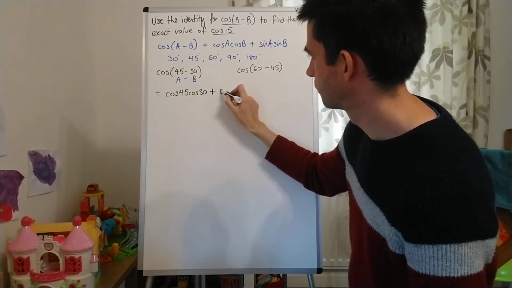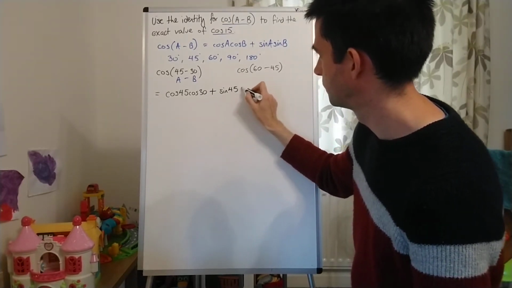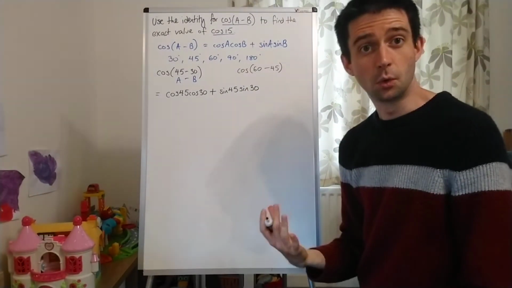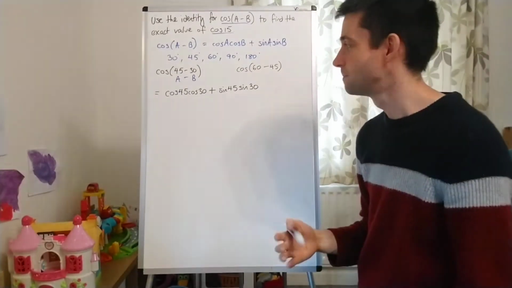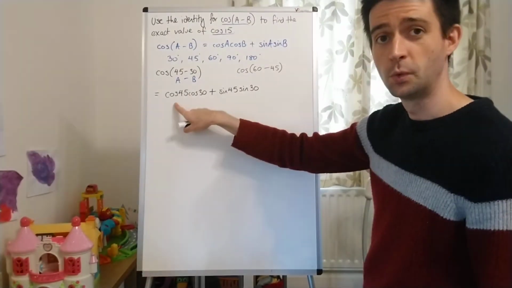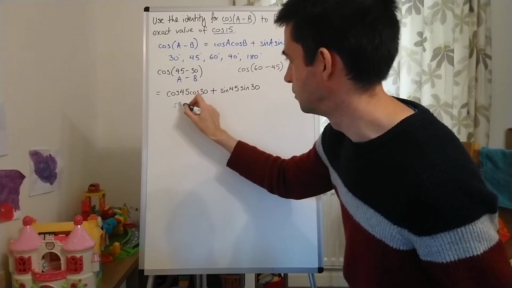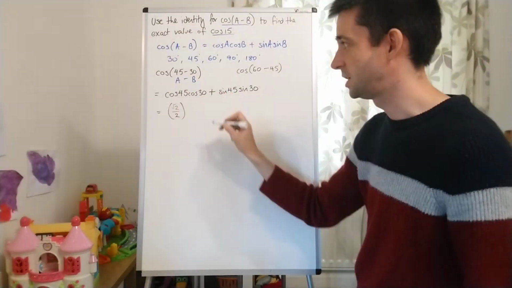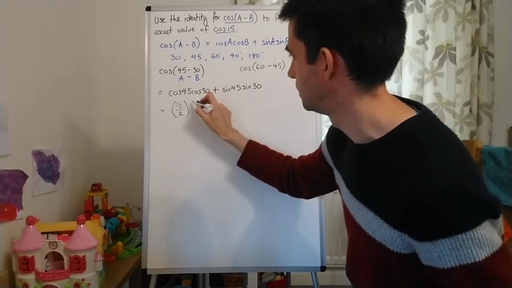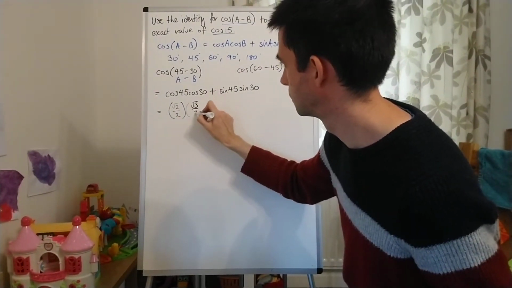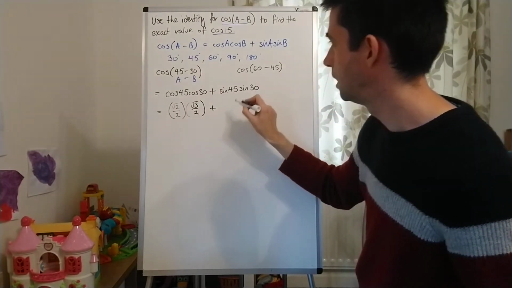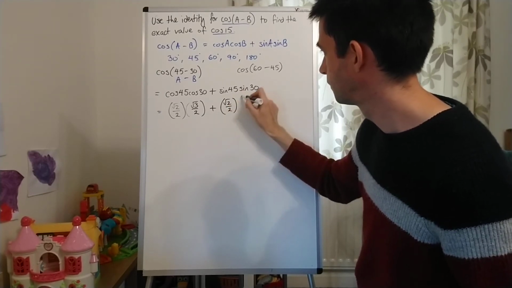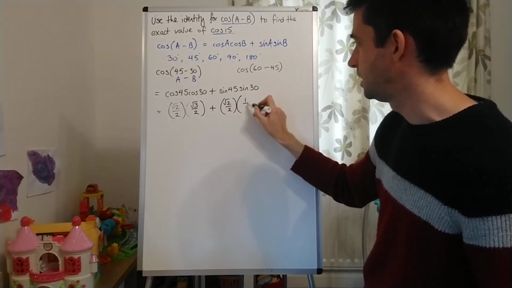plus sine 45 sine 30. And these are all exact values that I should know. So cos 45 is root 2 over 2, and cos 30 is root 3 over 2. Sine 45 is root 2 over 2, and sine 30 is 1/2.